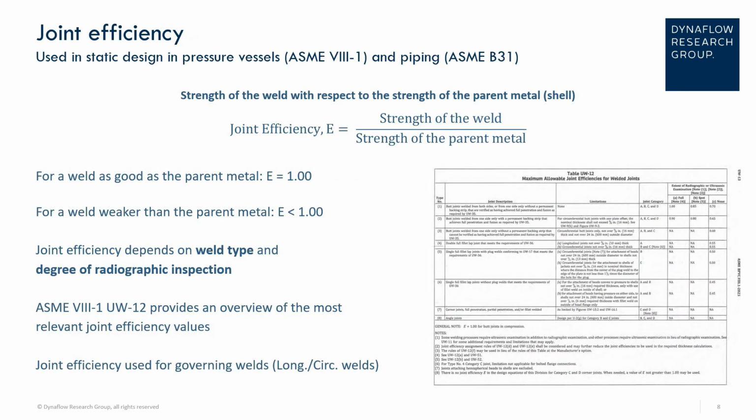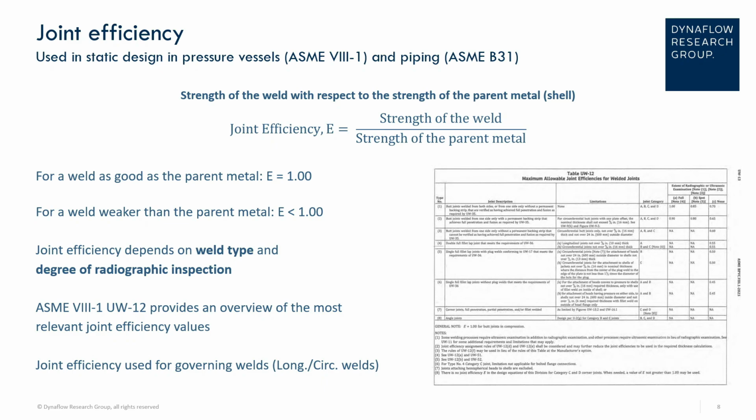In static design of pressure vessels, in both the ASME Section 8 Division 1 and the ASME B31 codes, the joint efficiency property is used. The joint efficiency is defined as the strength of the weld with respect to the strength of the parent metal. For a weld as good as the parent metal, the joint efficiency factor E is equal to 1. For a weld weaker than the parent metal, the joint efficiency factor E is less than 1.